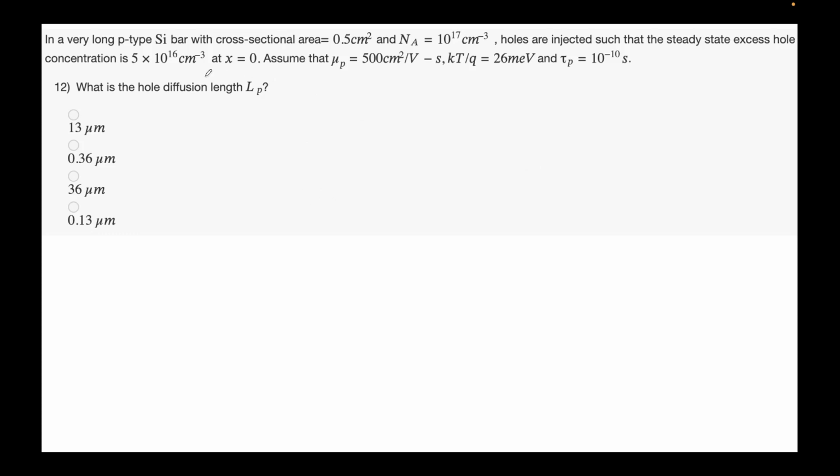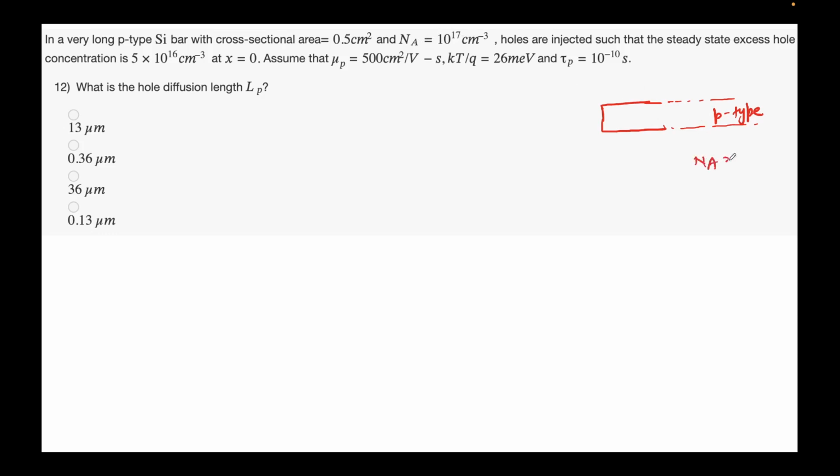So what we are doing here is that in a very long p-type semiconductor bar. So how do I denote very long? I start like this and I leave it indefinitely. This is going to infinity. So this is p-type silicon. All right, the cross-sectional area is 0.5 cm square, and since it's p-type, it's doped with some acceptors.